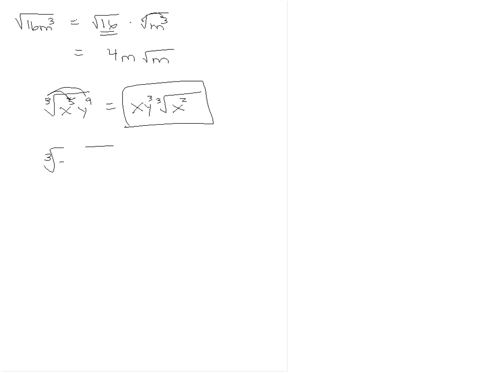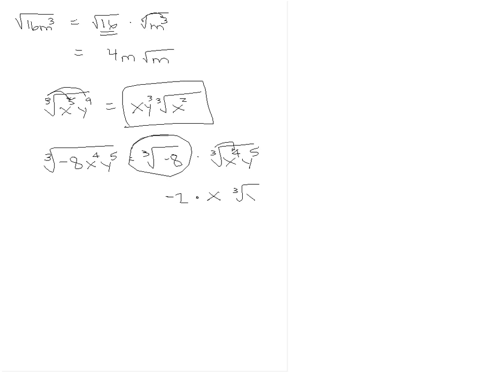What if I had the cubed root of -8, x to the 4th, y to the 5th? Okay, separated. I have this, and I have this. The cubed root of -8 is -2. But here, what can I simplify? 3 goes into 4 once with 1 left over. 3 goes into 5 once with 2 left over. So my answer would be -2xy times the cubed root of xy squared.